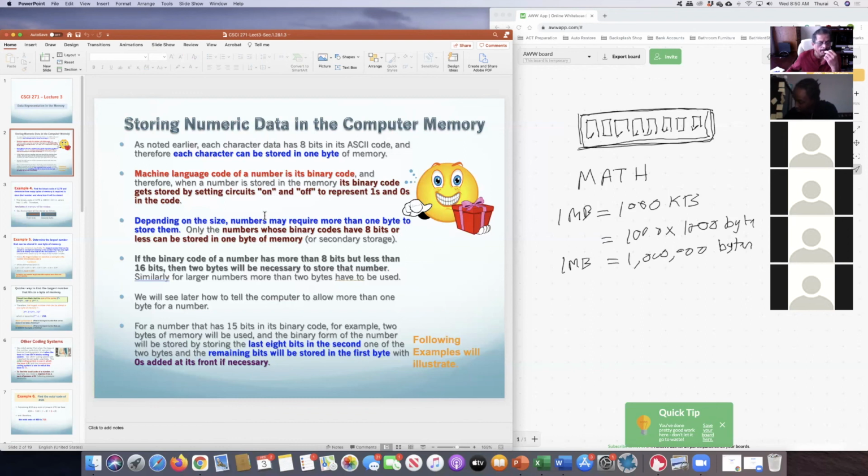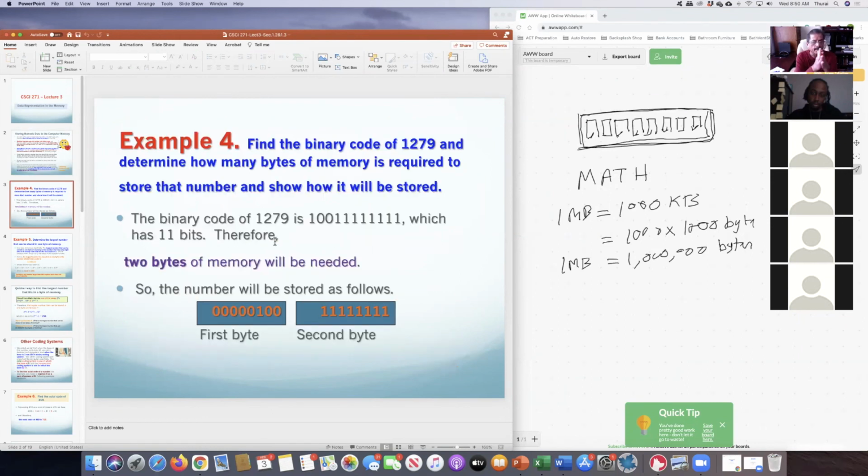So if you store a number that has more than 8 bits in it, then you can only use another whole byte. So you have to use 16 bits. There are no portions of the bytes available. So if 1 byte is not enough for your number, you have to use 2 bytes. So we're going to see how exactly a number that takes up more than 1 byte will be stored.